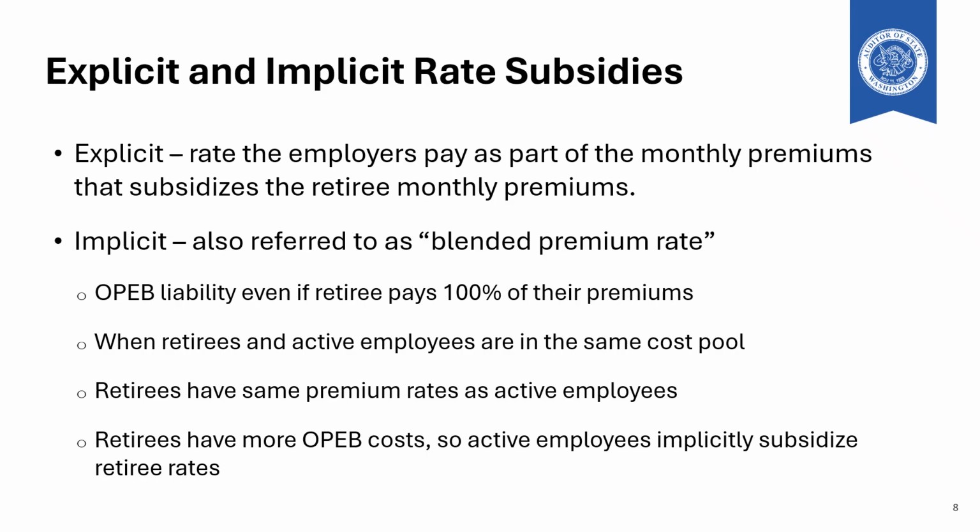But with the implicit subsidy, they're paying the same rate as an active employee who typically has lower healthcare costs. That means the active employees are implicitly subsidizing the retiree rates. The retirees get to pay lower premiums because they were included in the active employee cost pool. In this case, the OPEB liability is the difference between what the retirees are actually paying and the higher rate they would have to pay if they weren't grouped in with the active employees.